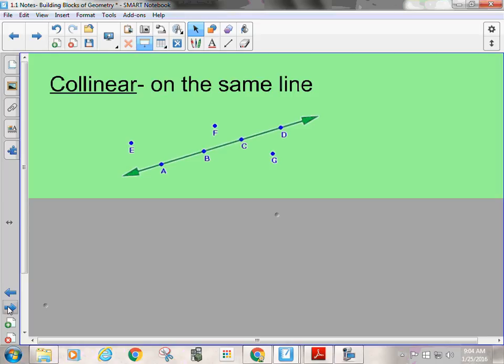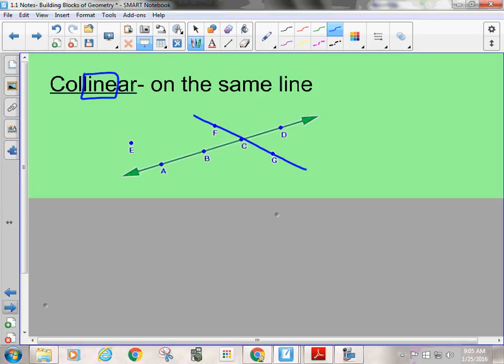That brings us back to that word collinear. Collinear means on the same line, and you'll actually see the word line in collinear, so that helps you remember it. In this example picture here, A, B, C, and D are all collinear points. E, F, and G are not collinear with those four other points, but if we see here, I could draw a line here, and F, C, and G are collinear, or E and A are an example of collinear. They can be on the same line.